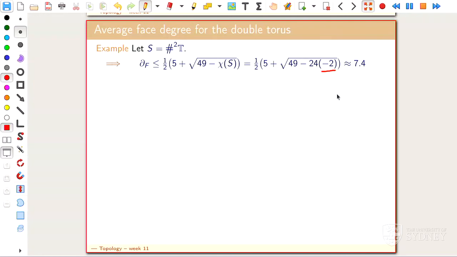7.4 is a strange number for the number of faces, so the integer that shows up here is 7. So we will always find at least one face with degree smaller or equal to 7.